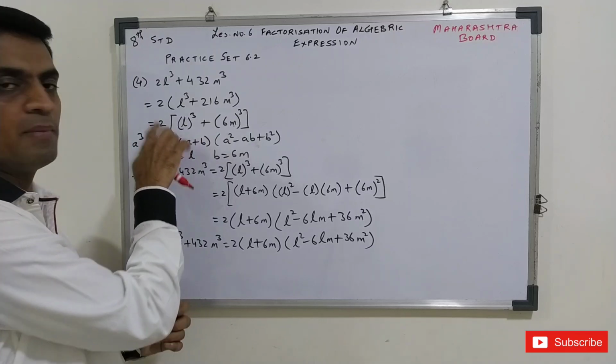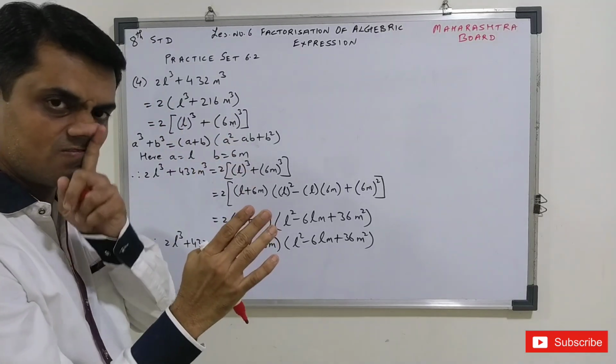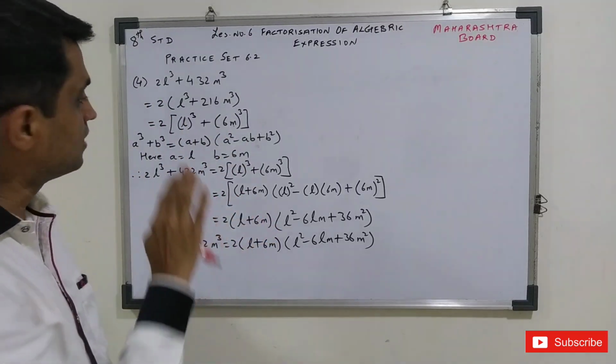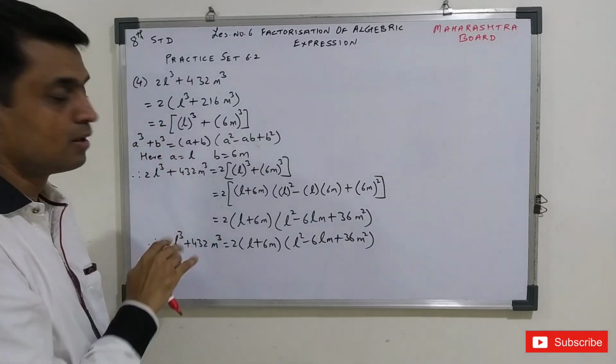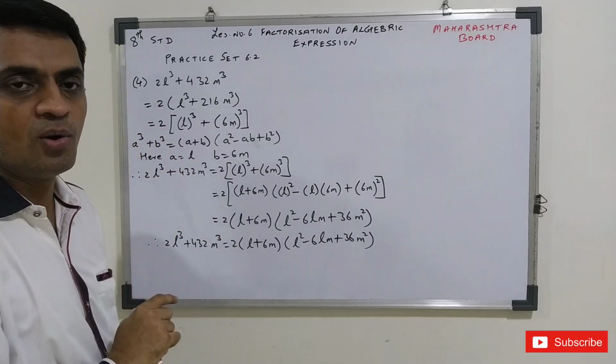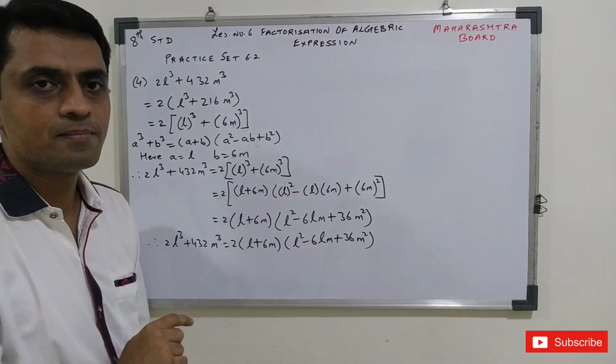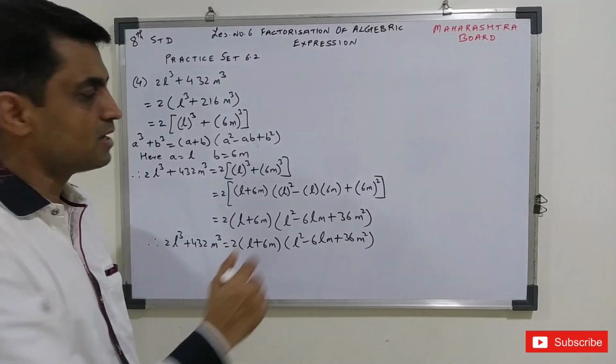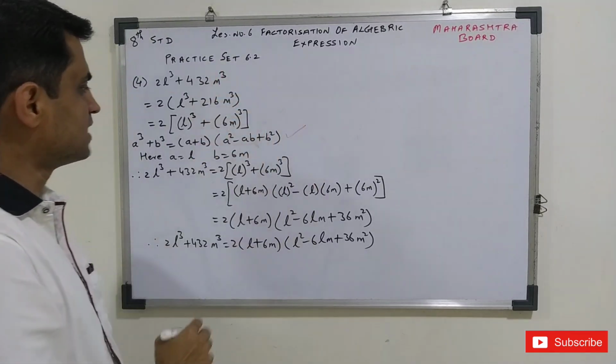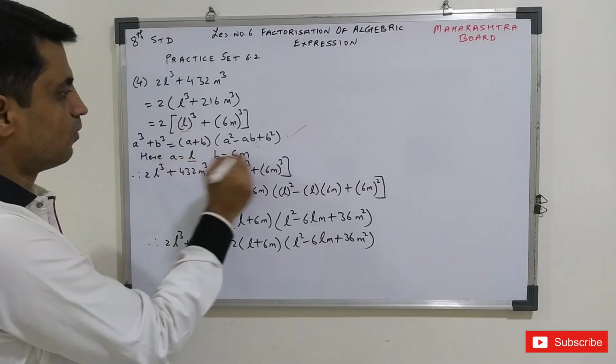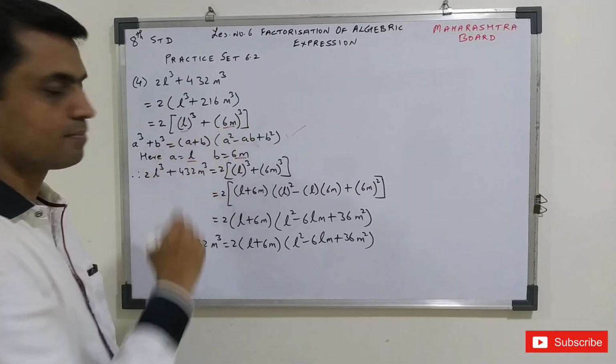Now this 2 will remain outside forever. You can't do anything for this. So this will be outside. We write the formula. A cube plus B cube is what? A plus B, A square minus AB plus B square. What is our A? Our A is L. What is our B? 6M.